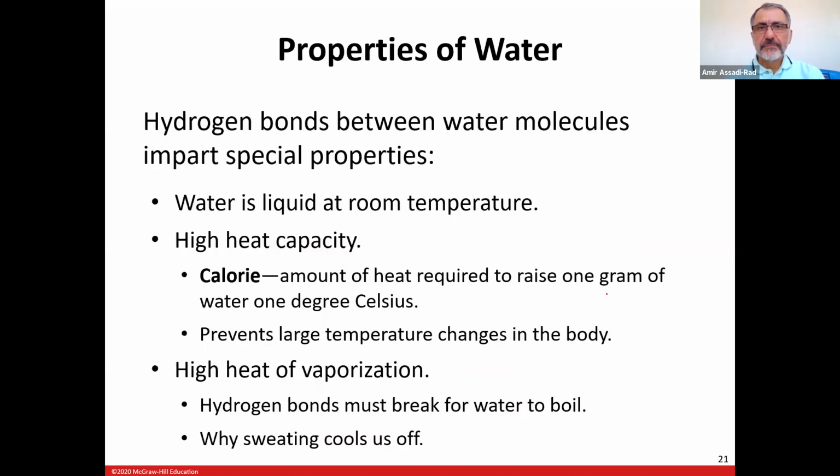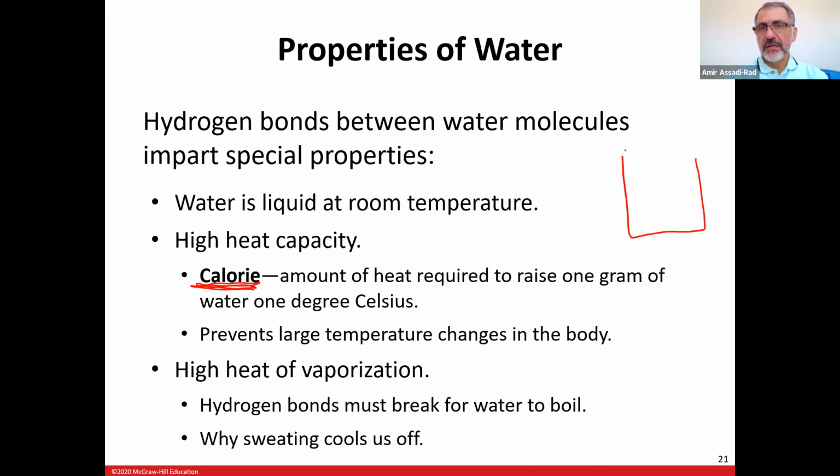Okay, properties of water. Again, I'm not gonna talk about it too much, you guys. Water is liquid at room temperature, yes. One thing I would like to mention, the amount of heat required to raise a calorie. I like to talk about calorie a little bit, very important. It is the heat to raise 1 gram of water 1 degree Celsius.